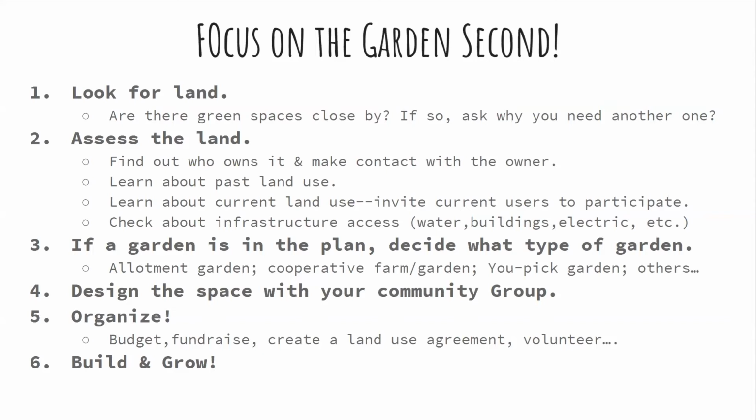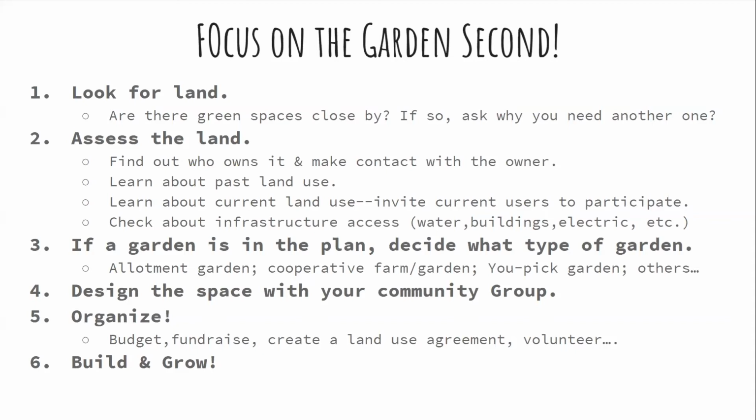Oftentimes the land has already been identified as a part of this brainstorming or visioning process. So you've probably identified the location as a part of that. Wow, I'd love to have a garden in X location. But it's also important to step back and look around and see, well, I want a garden here, but what if I drove a half a mile in the other direction? Maybe there's already a garden there.